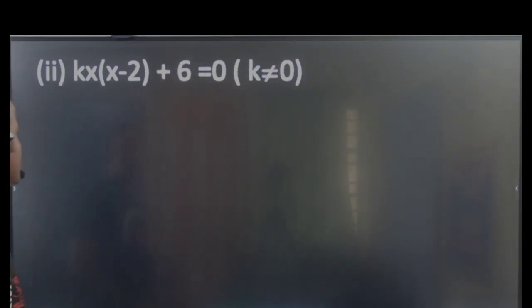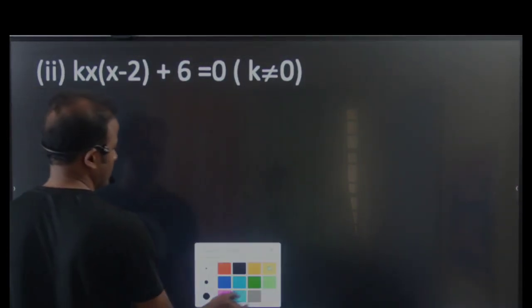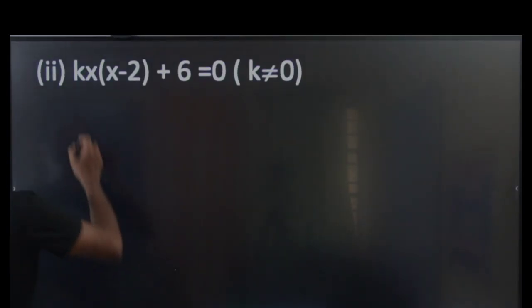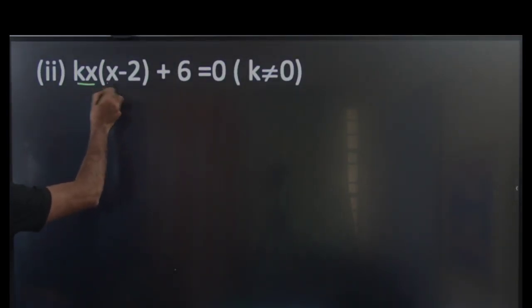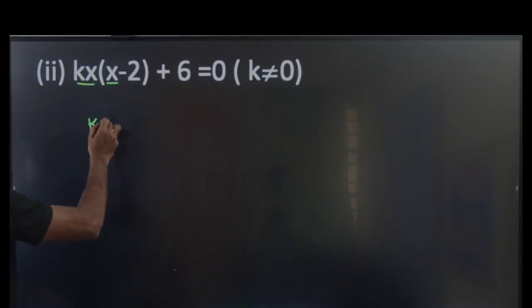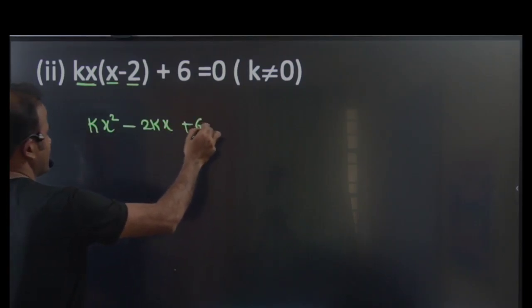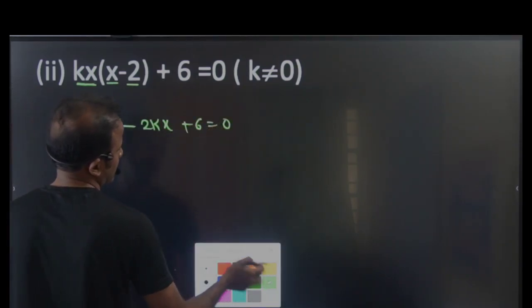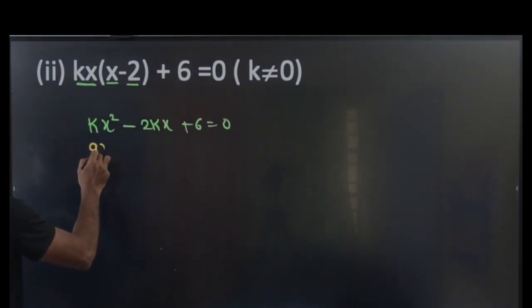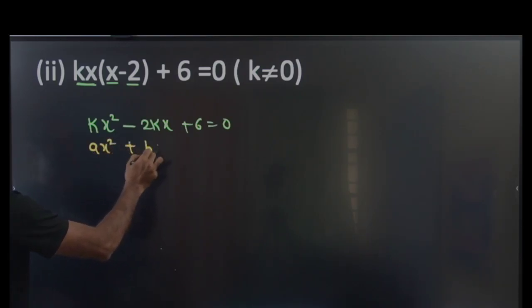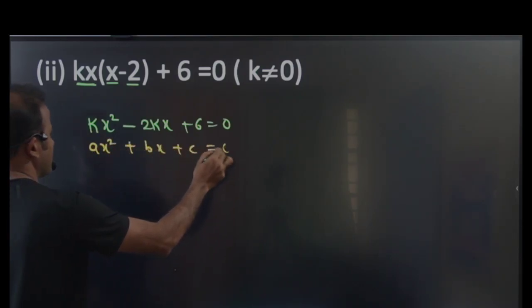So in this question they have given kx into x minus 2 plus 6 equal to 0. First you have to convert this given form into quadratic standard form. That is kx into x is how much? kx square. kx into minus 2 is how much? Minus 2kx plus 6 equal to 0. Now you compare with ax square plus bx plus c equal to 0.